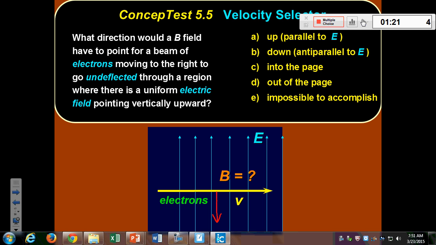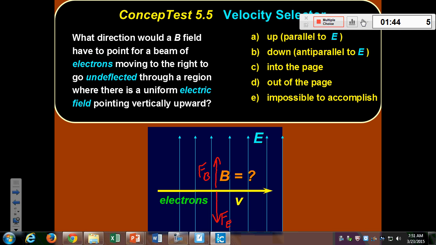So my electric force, I'll call Fe, is right here. That means our magnetic force is in what direction, in order for this to go undeflected? Up or down? It has to be up, right? Because I want this to go so that it has no net force on it. And so we just want it to be opposite the electric force.